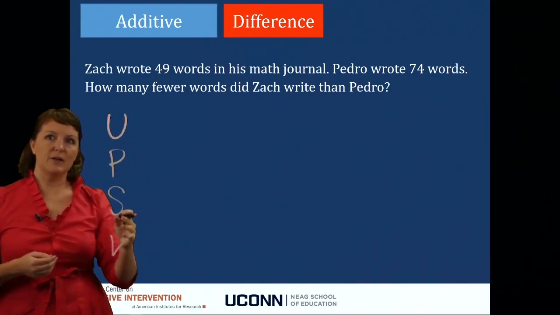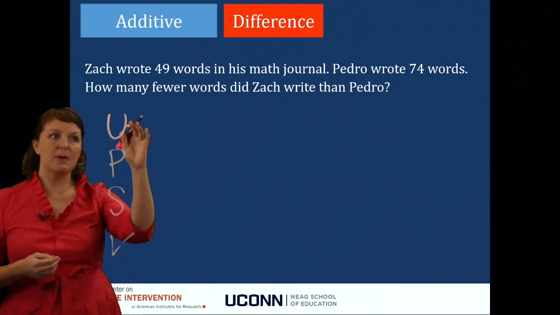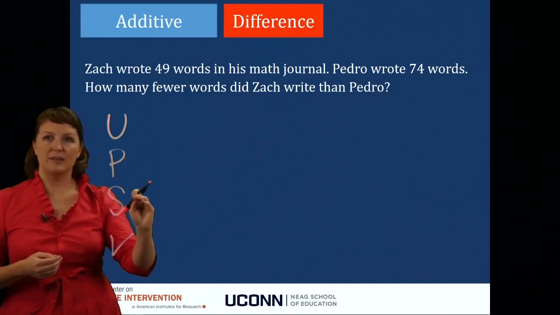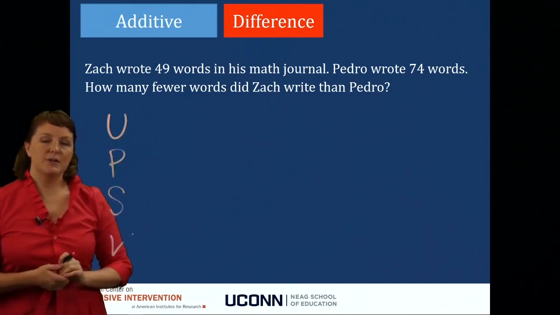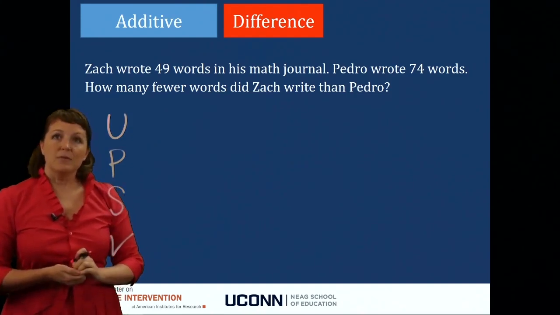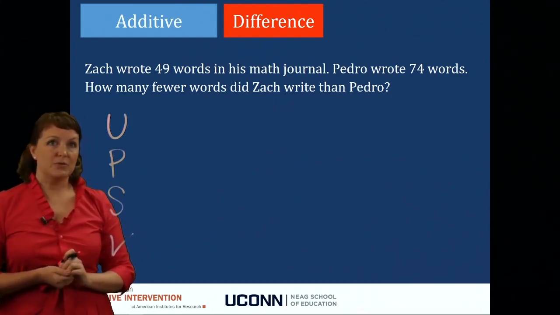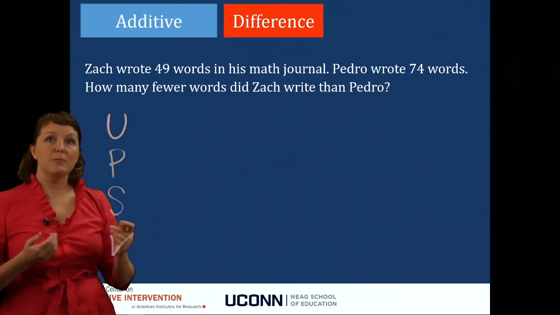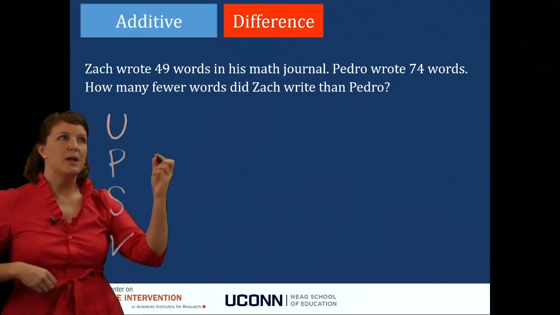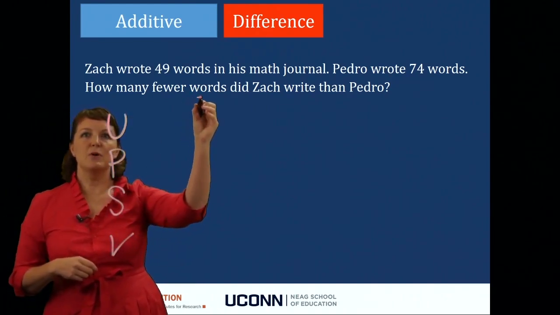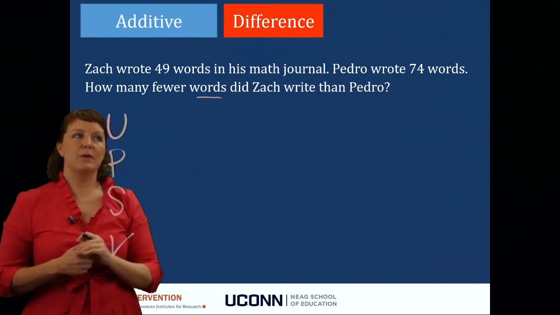I always like to write it along here on the side so I can remember, first I do this, then I do that, then I solve it, and then I check it. I need to understand this problem, understand it by reading it. Zach wrote 49 words in his math journal. Pedro wrote 74 words. How many fewer words did Zach write than Pedro? Another part of understanding it is figuring out, well, what do I need to figure out in this problem? I need to figure out how many fewer words Zach wrote than Pedro.